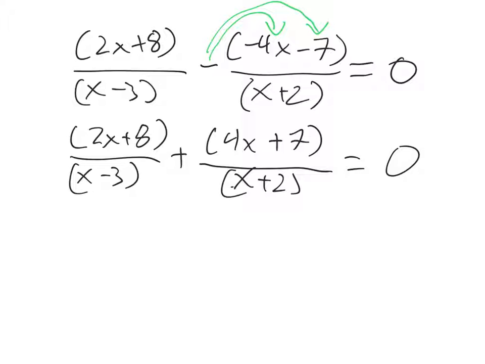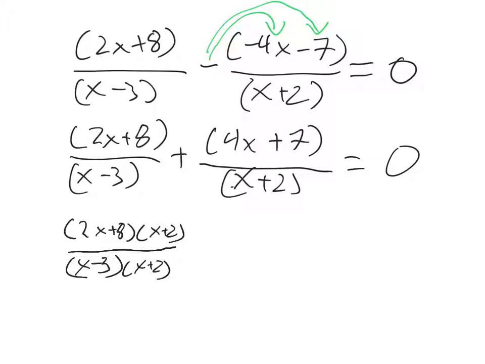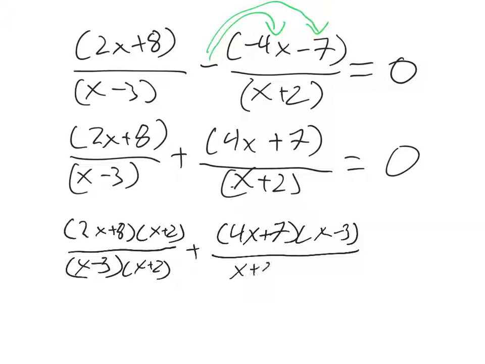So I now have 2x plus 8 times x plus 2 over x minus 3 times x plus 2. And then my other fraction is going to be 4x plus 7 times x minus 3 over x plus 2 times x minus 3. And now we can see, even though I changed the order on the denominators, those are both equal, right? So they both have the same denominator now.